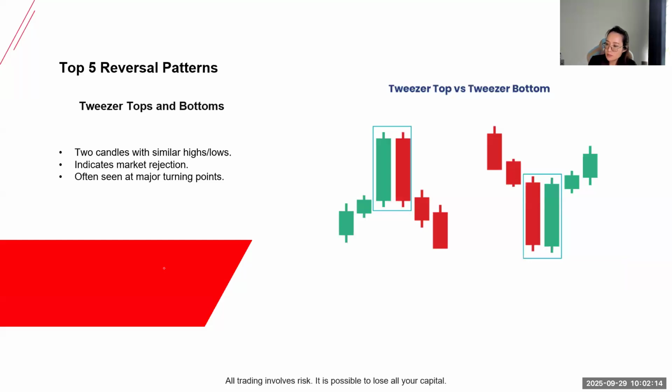This is going to be the last one, the twister top and bottom. Basically, whenever I see this, meaning the two cannot be similar high and low, it indicates market rejection, often seen at a major turning point. To me, it's easy to understand: whenever I see the closing and opening at a similar or the same price, it means this is too high already and no one wants to buy at this level. You can see that's why they are willing to sell at the opening at this level.